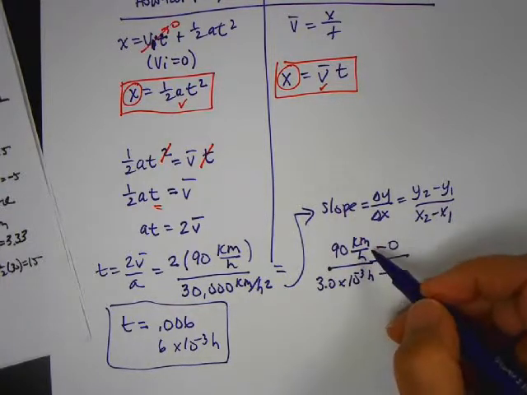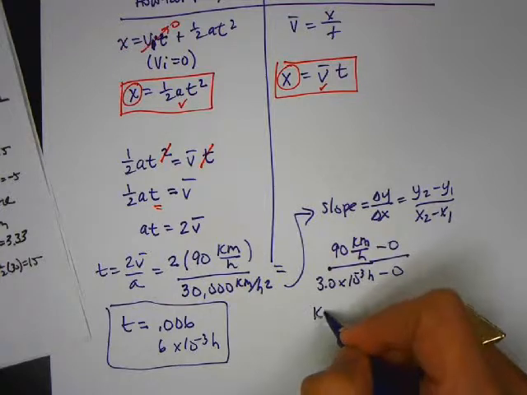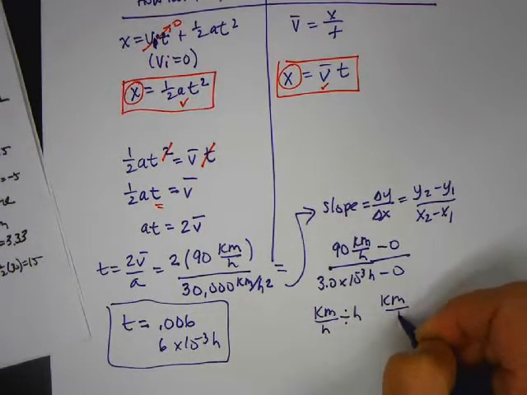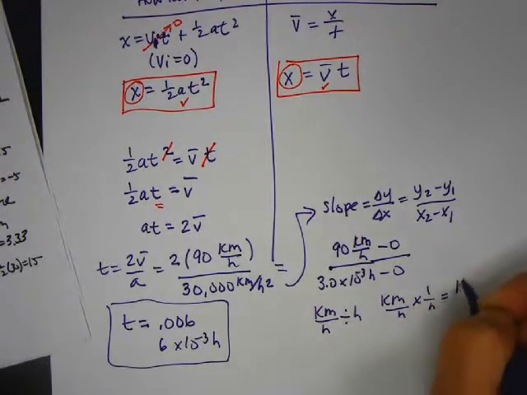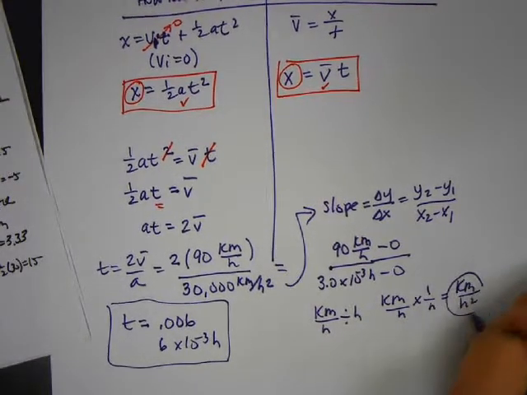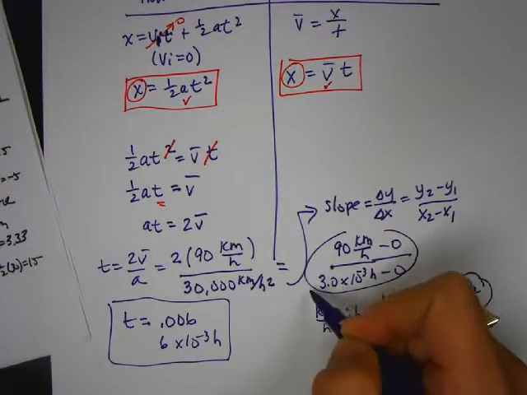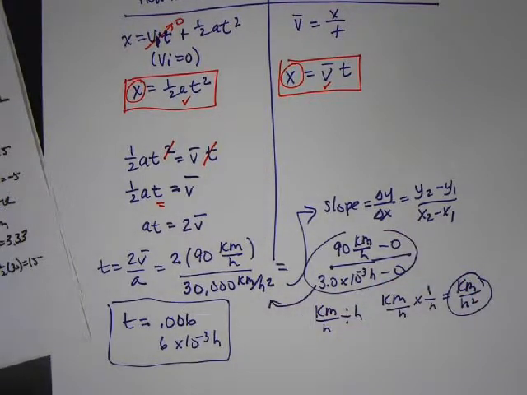So a kilometer per hour divided by an hour is a kilometer per hour times 1 over an hour, which is a kilometer per hour squared, which is the correct unit for acceleration. So this is how I got this value, and that's how I found the time.